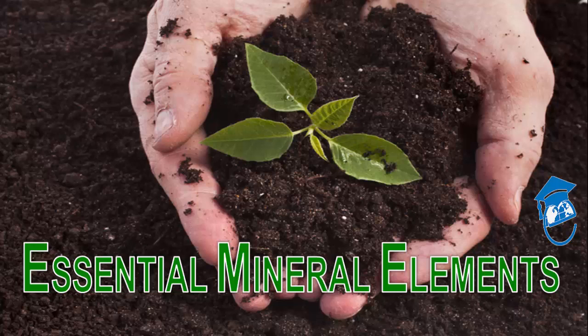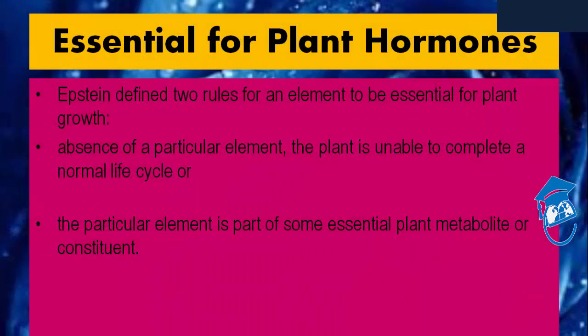So these are the essential mineral elements which we will study in detail. There was a scientist, Epstein. He defined two rules for an element to be essential for plant growth. First, in the absence of a particular element, the plant is unable to complete a normal life cycle, or the particular element is part of some essential plant metabolite or constituent.